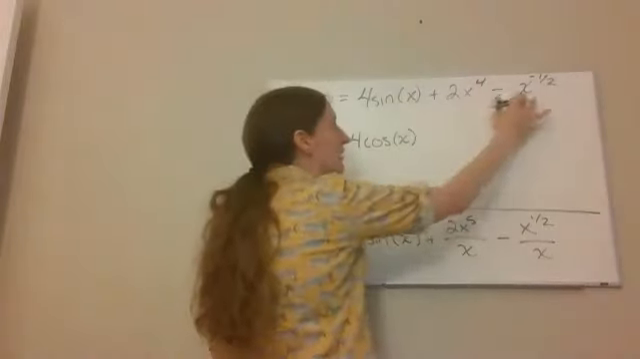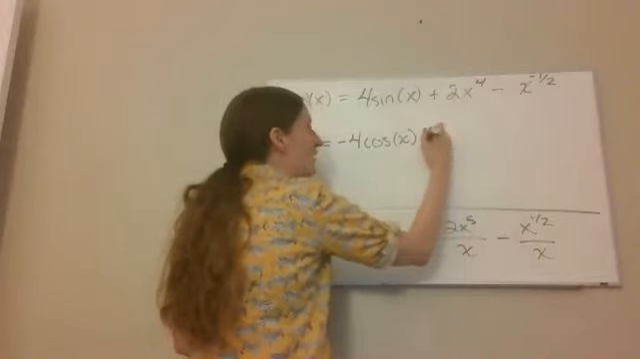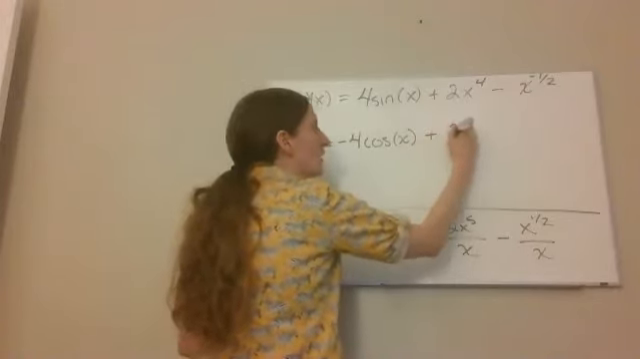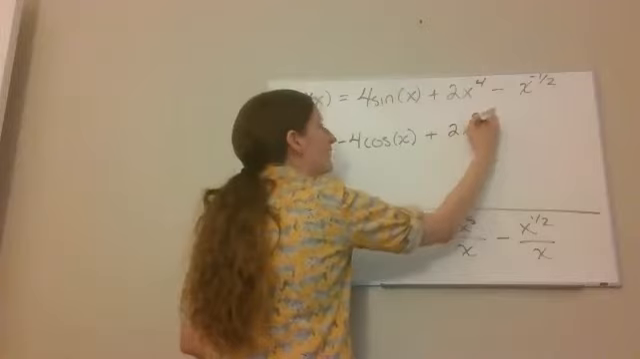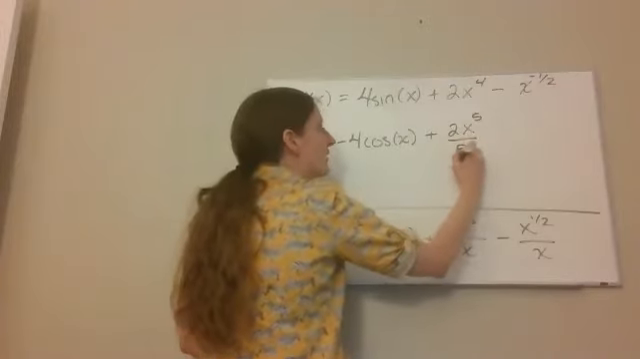These other two have powers, so I get to try to do that backwards power rule. Add 1 to the exponent and divide by the new exponent.